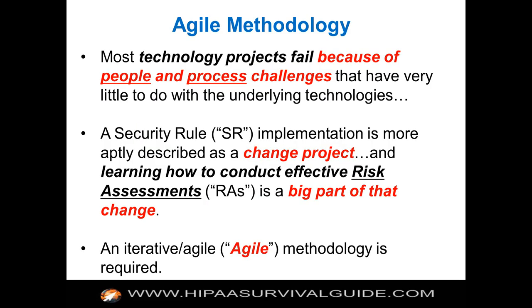Most technology projects fail because of people and process challenges, organizational challenges: not sufficient resources, the executive team doesn't care, no budget, etc. The security rule implementation is more aptly described as a change project. Even though it's highly technical in nature, it's really a change project. Changing, in this case, the way you think about compliance and learning how to conduct effective risk assessments, plural, RAs, is a big part of that change.